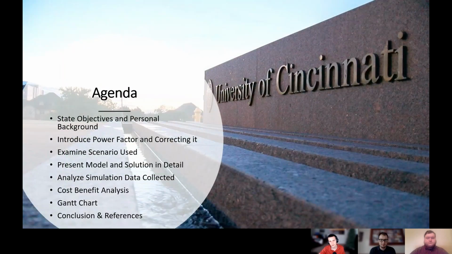Here's our agenda for today. Our first is our objectives and personal background. Then we'll go through power factor and how to correct it, examine the scenario we used in our model, the solution in detail, and then analyze the simulation data collected. We'll then go through a cost-benefit analysis, then our schedule with a Gantt chart, and then we will go through our conclusion and references.